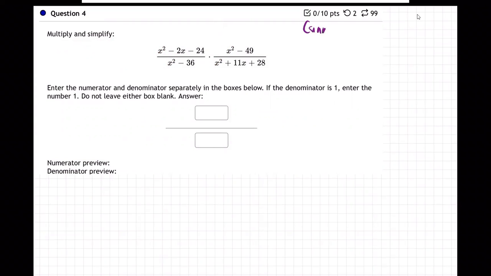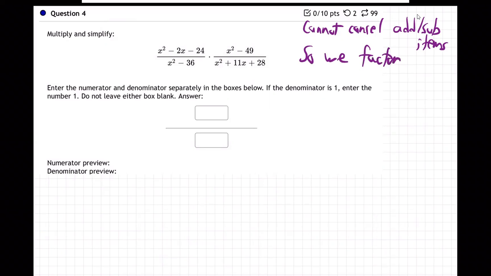Let me just write that real quick. We cannot cancel added, subtracted items because it's like they're glued together. So we can only cancel multiplied items. So what do we do? We factor. We do the parenthesis stuff. So we say, all right.